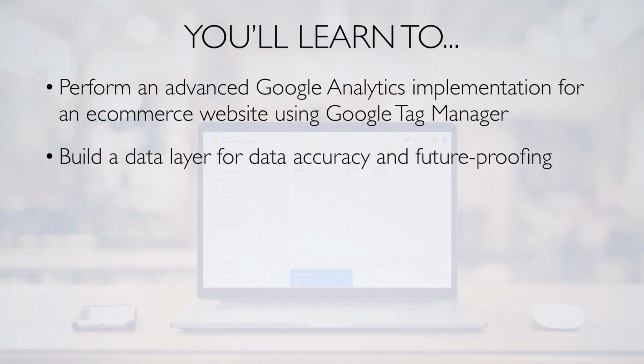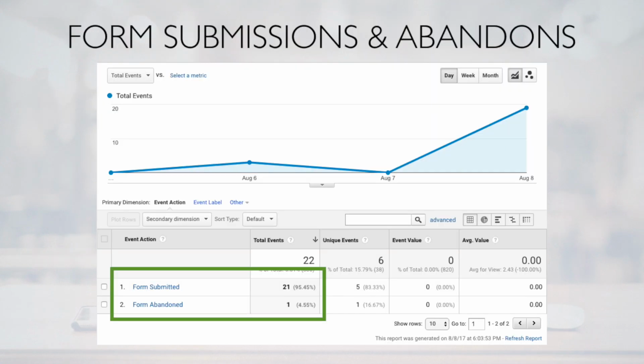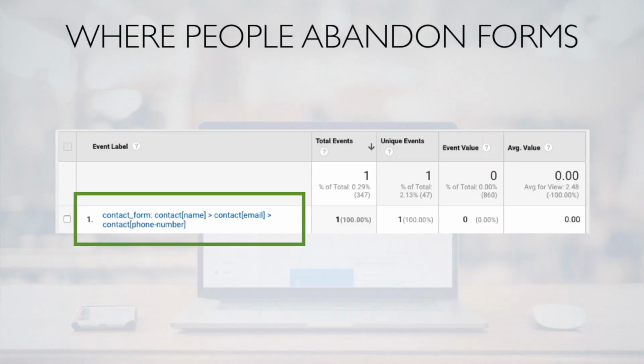Secondly, we're going to build a data layer for data accuracy and future-proofing, and we're going to implement that on Shopify. You're also going to track key on-page events for website optimization, such as page reading time, scroll tracking, form submissions, form abandonment, email, and outbound link clicks.